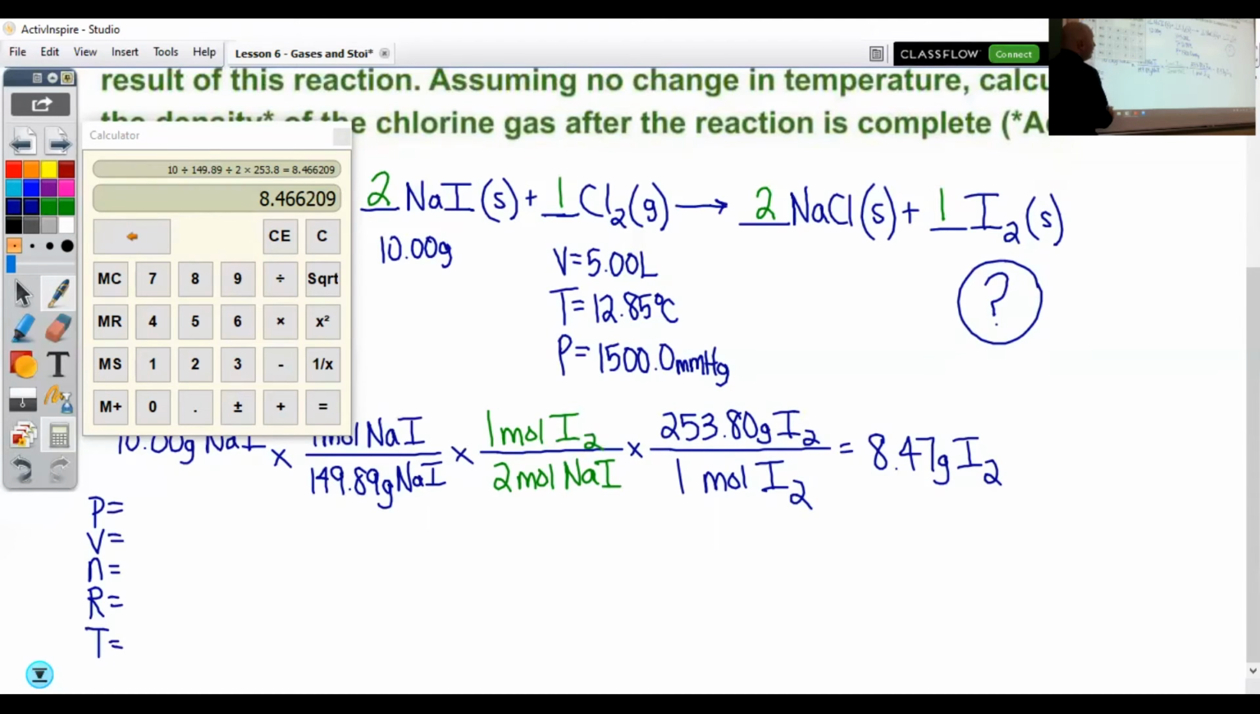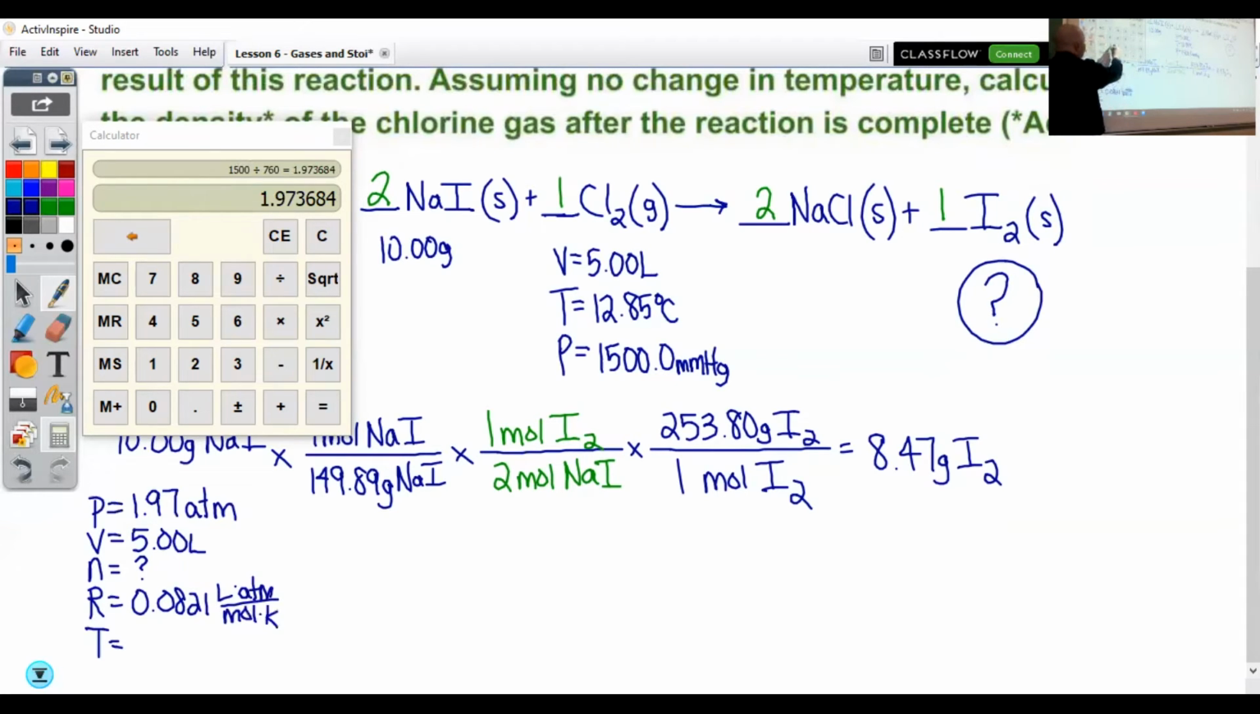We were told that we have a volume of 5.00 liters and a pressure of 1500 mmHg. But in order to convert that into ATM, we're going to have to divide by 760. So 1500 converting to ATM means dividing by 760. So we wind up with a pressure of 1.97 ATM. We're looking for our number of moles. We always have our value for R, which is a constant.